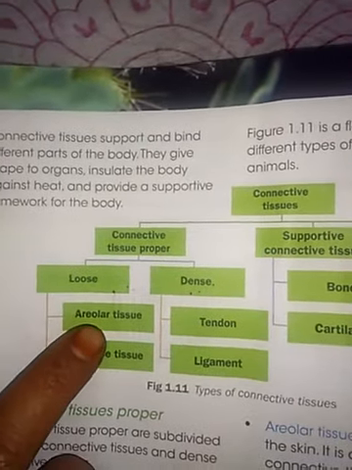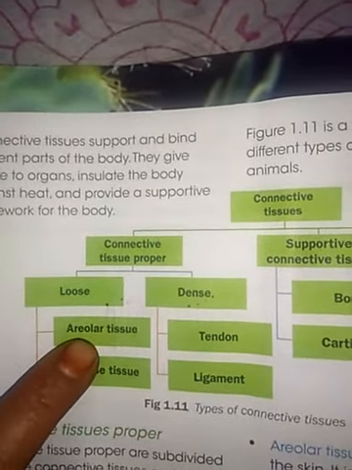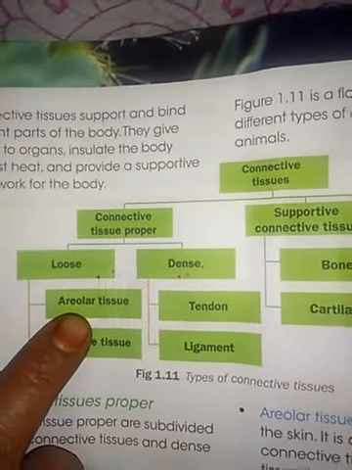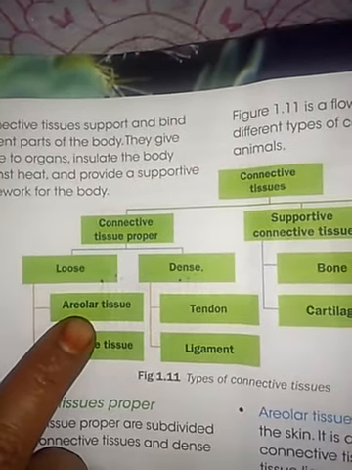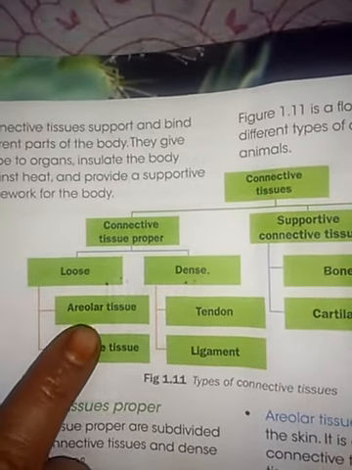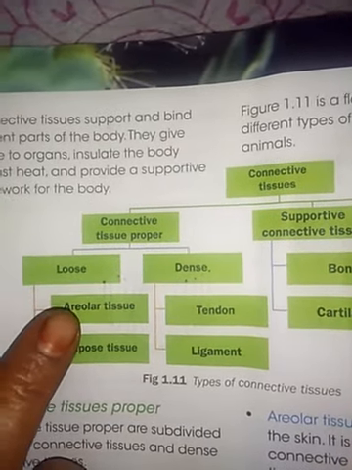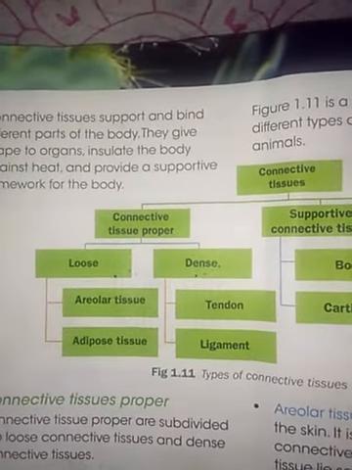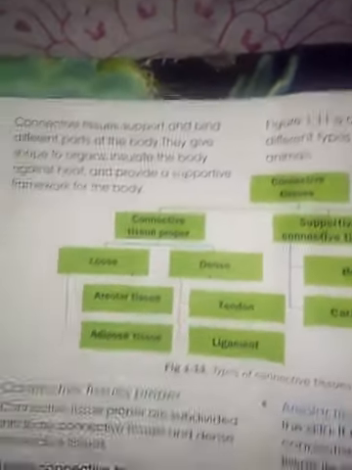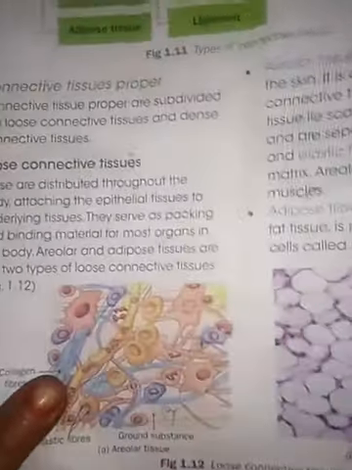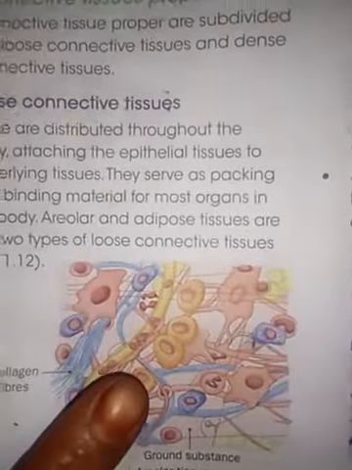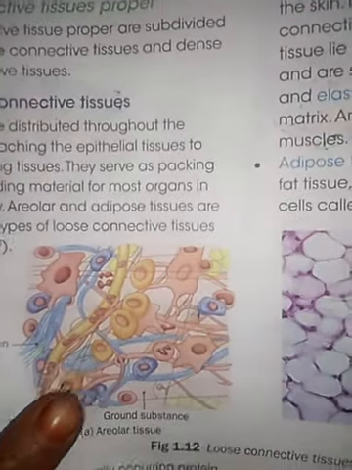How are the cells present? Scattered. Where is the areolar tissue present? Under the skin. The cells of this tissue are scattered, and they are separated by collagen and elastic fibers. See the picture. This is an areolar tissue.